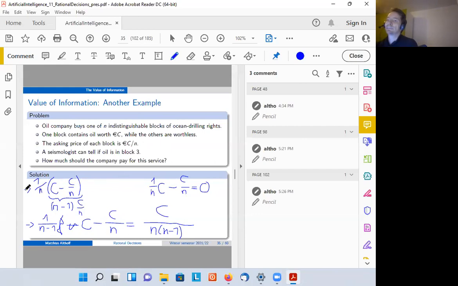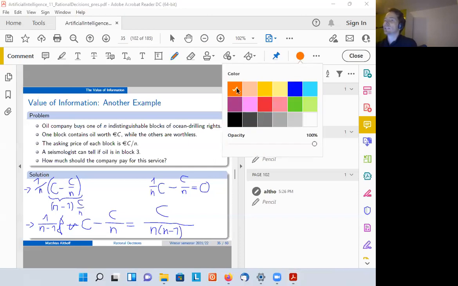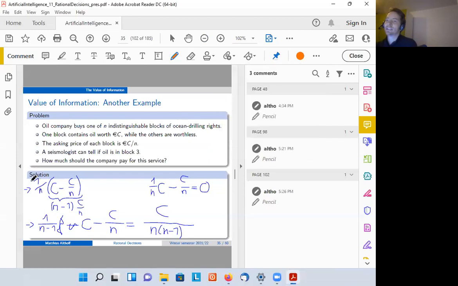So now we have to consider the probabilities of these two possible events. Let's change the color. The first event has a probability of 1 over n, and the second event has a probability of n minus 1 over n. Then you multiply these probabilities with the expected utilities, the expected utility for this case and for the other case. And then you know how much your profit has improved given the information whether there's oil in block 3 or not.